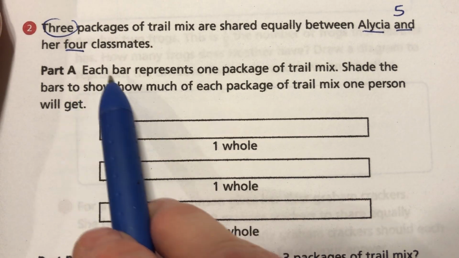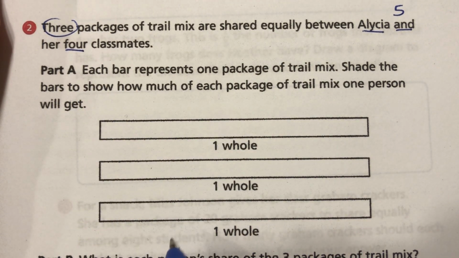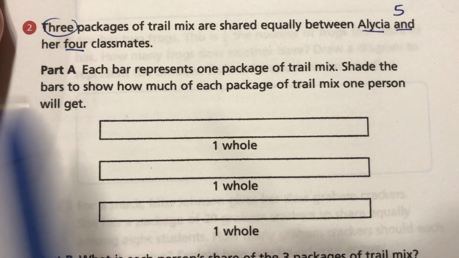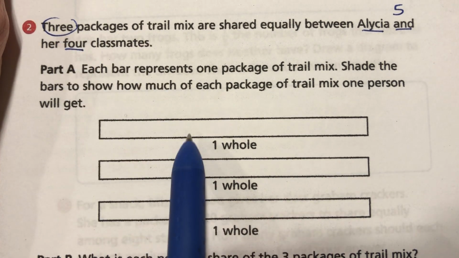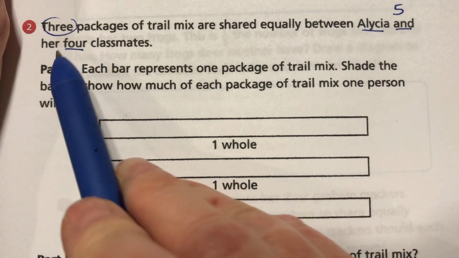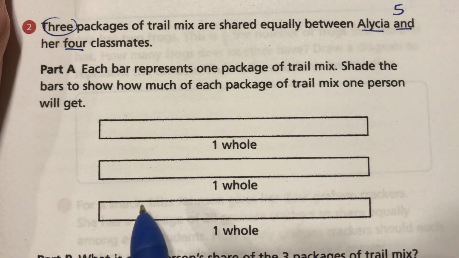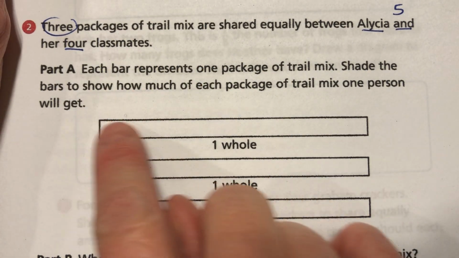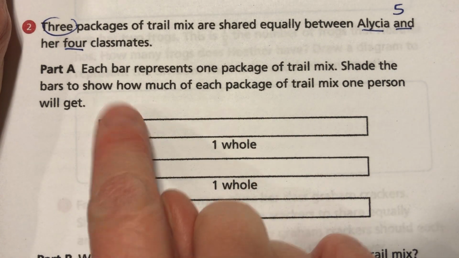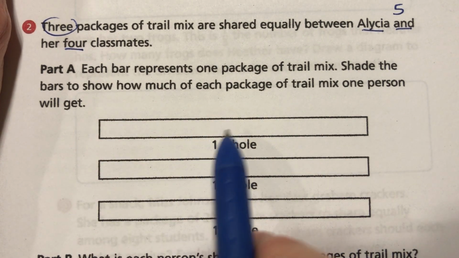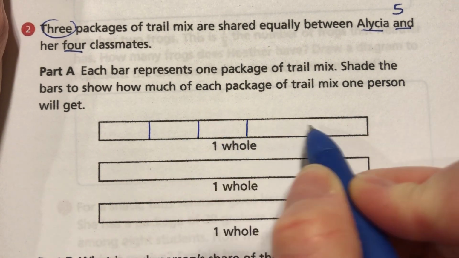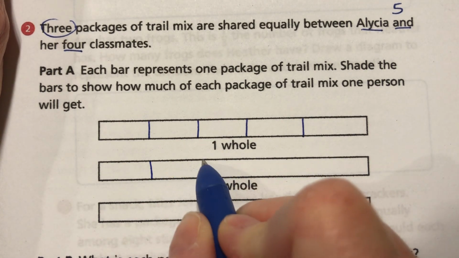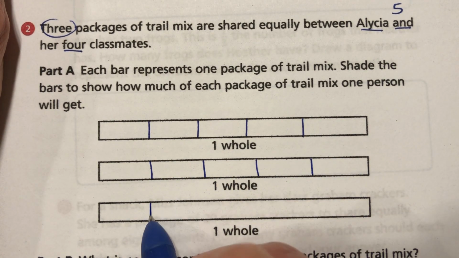Okay, so each bar represents 1 package of trail mix, right? It says shade the bar to show how much of each package of trail mix 1 person will get. So these are the 3 packages. She's sharing them between 5 people, herself included. So that means that each person would get 1/5 of each bar, right? So we have to cut these up into 5 pieces. They want to see the visual. So to cut up into 5 pieces, I'm going to draw 4 lines. I'm going to do that for each one, because 4 lines gives us the 5 chunks.